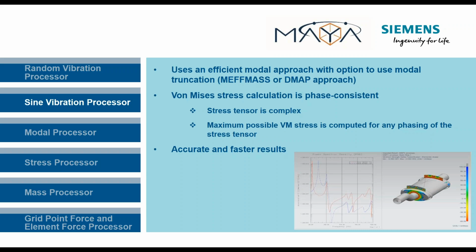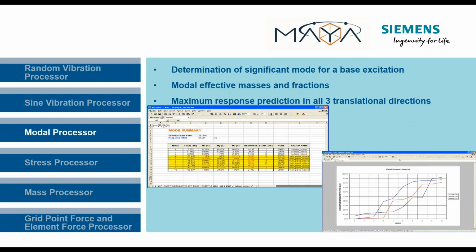Same thing goes for the sine vibration processor. I'll skip that one, but I think the one you might be interested in here is the modal processor, which generates metrics for looking at modal effective masses and fractions. You can also identify local modes that have small modal effective masses yet result in a higher response. So there's quite a few tools within the SA toolkit that generate both Excel results, but also UNV results that you can import in FEMAP.